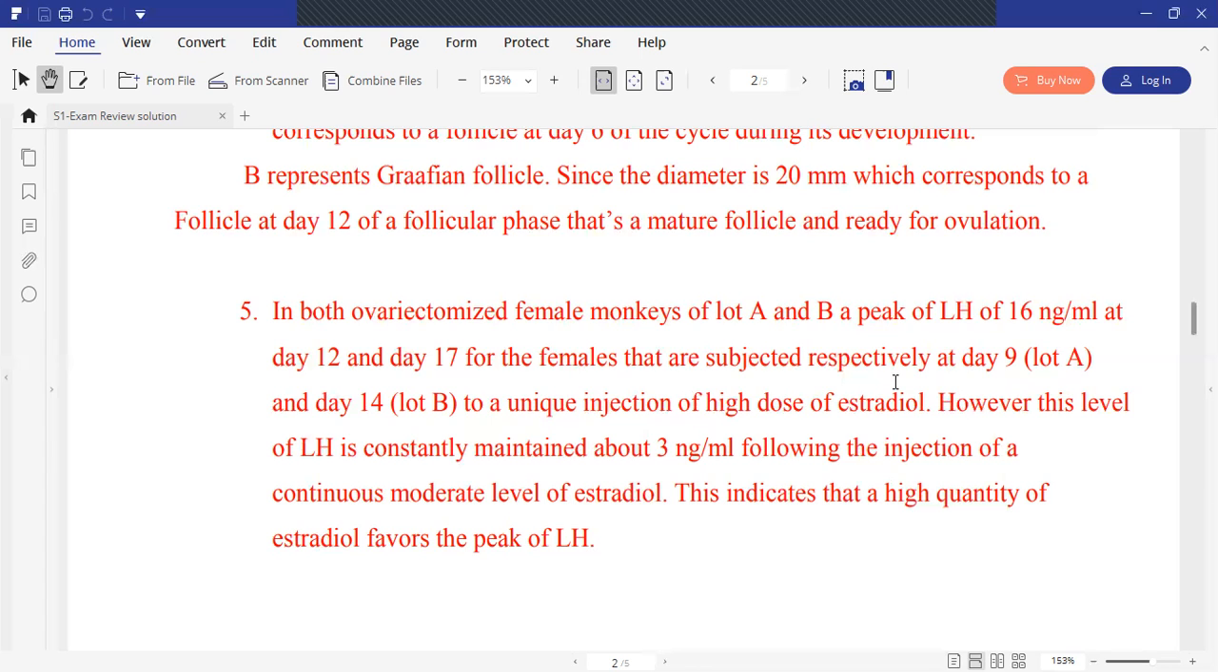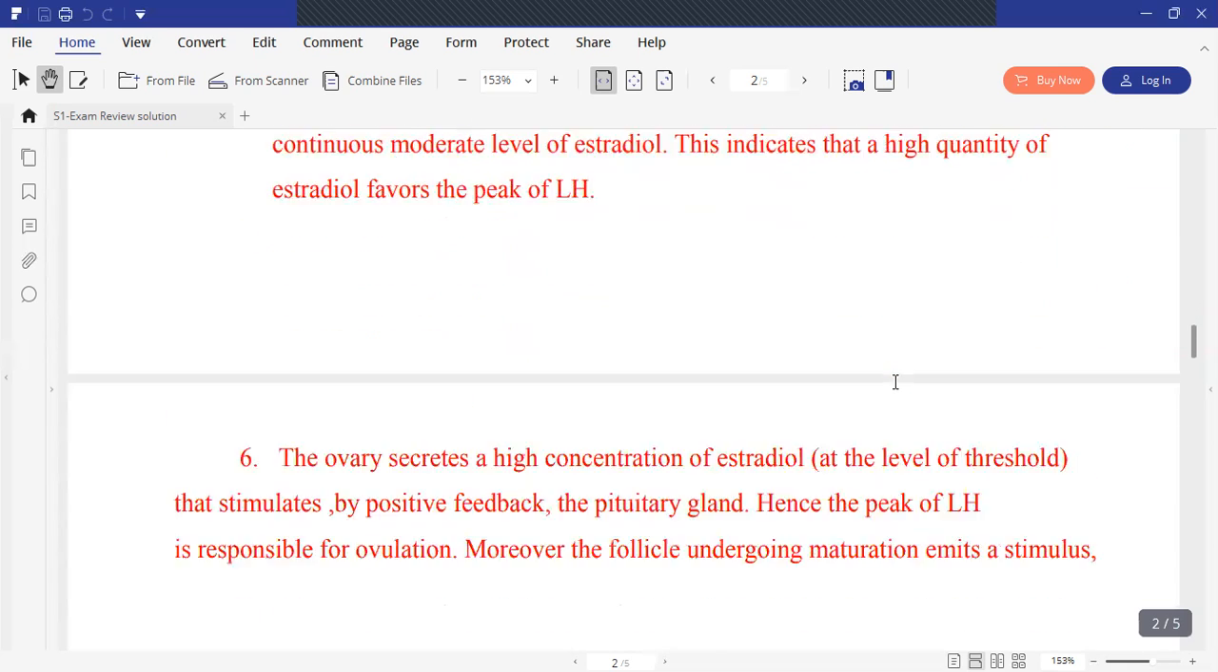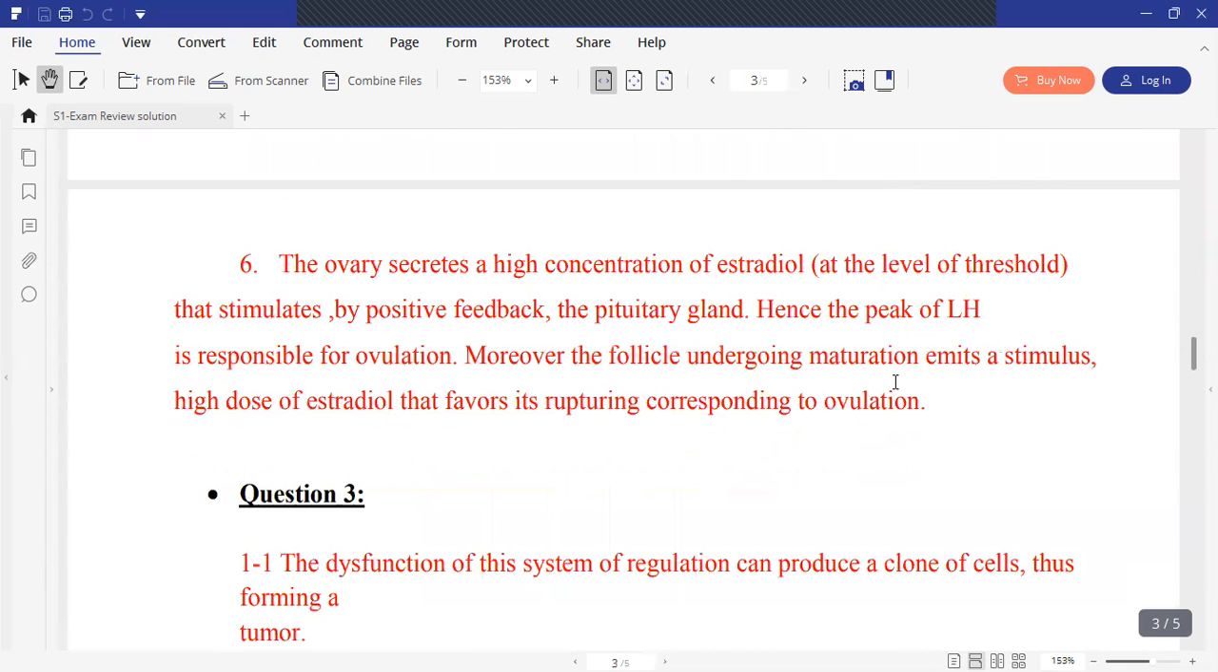However, this level of LH is constantly maintained at about 3 nanograms per milliliter following the injection of a continuous moderate level of estradiol. This means that a high quantity of estradiol favors the peak of the LH. Already we know this before.